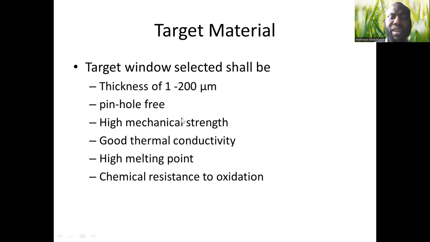It should have high mechanical strength because there is going to be a lot of particle bombardment going through the window for the interaction. So it has to have high mechanical strength, good thermal conductivity. It must be easy to cool down because it is going to generate a lot of heat. And a high melting point, so it doesn't melt easily from the heat generated by the interaction of the particles with the window. Chemical resistance: we don't want any interaction between the window and the water and the target material.